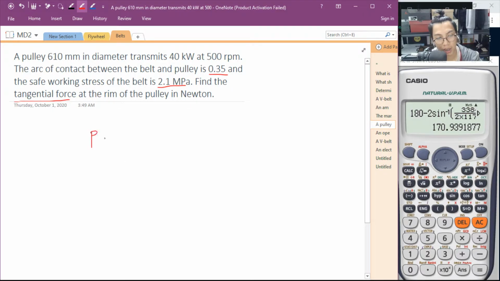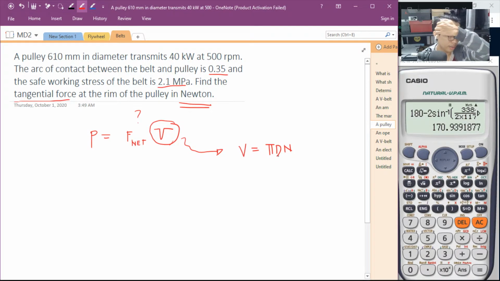So, di ba ang power natin kapag moving at pulleys or in belts, di ba, F net multiplied to the linear velocity. That is the power. Pero ang hinahanap natin dito is the force. Now, meron bang given dyan na linear velocity? Wala. So, we'll have to use this formula that V is equal to pi d n. Meron ka nito kasi meron kang binigay dyan arc of contact.